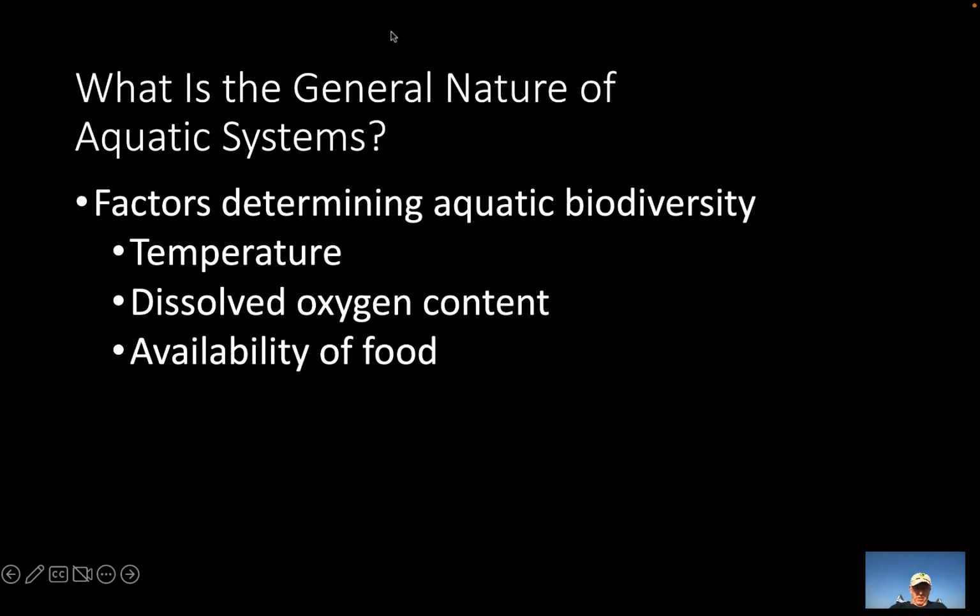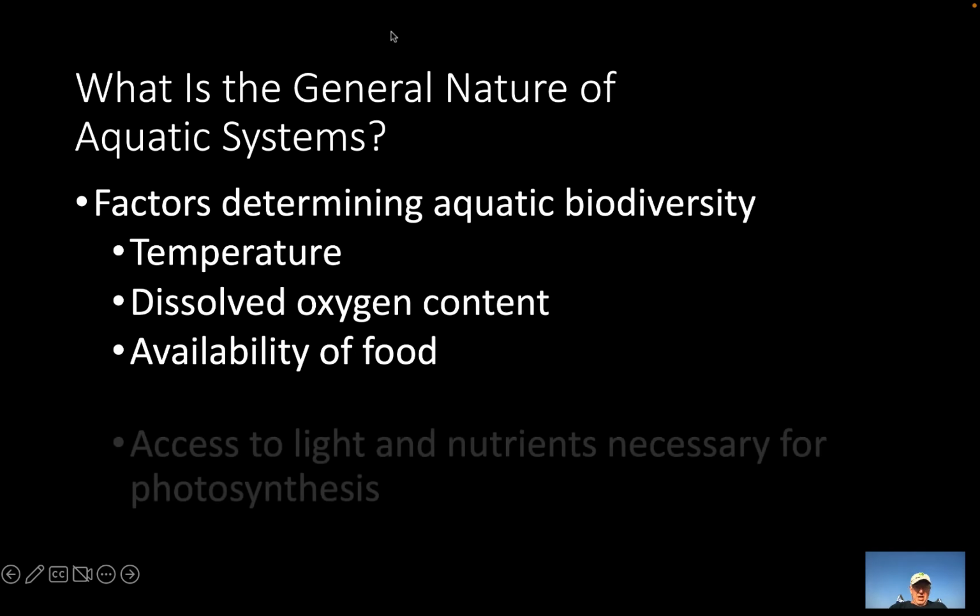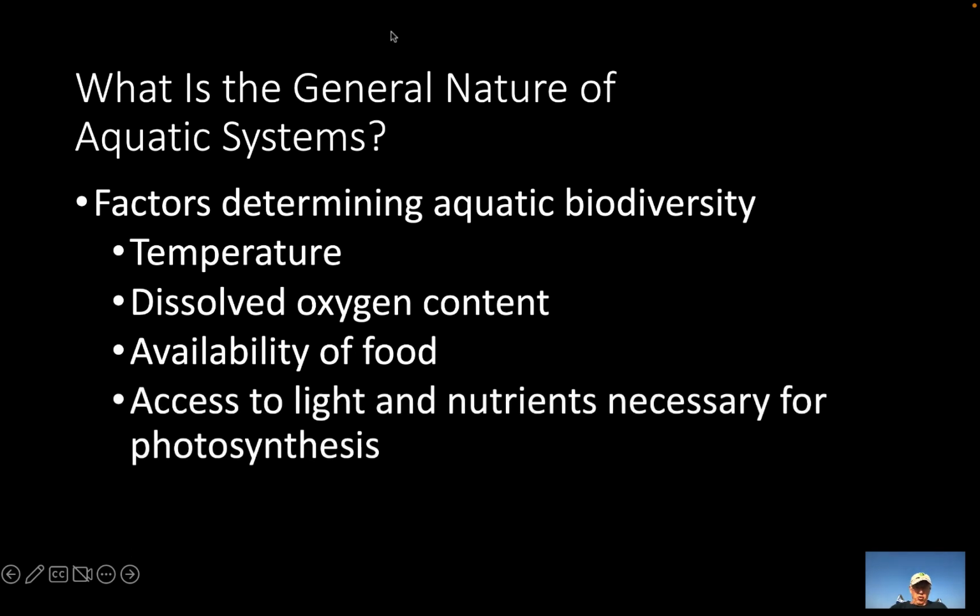So the availability of food is going to be another one of them. And also how much light and nutrients there are, because we need the light for photosynthesis and the nutrients to grow as well.